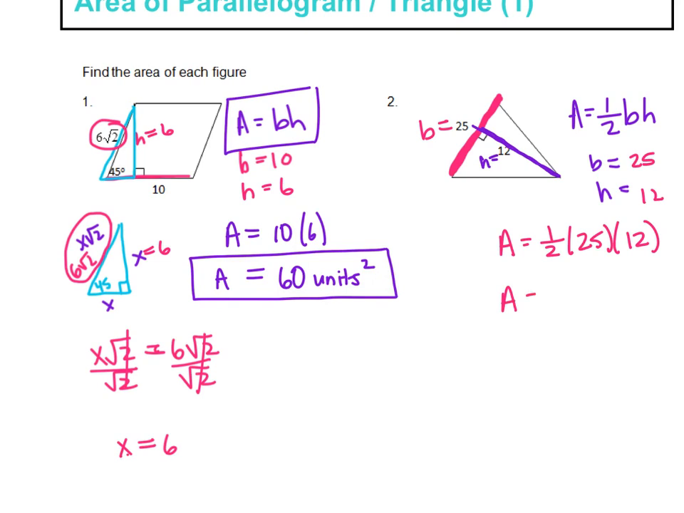If you multiply that all through, sometimes it's easier just to do 1/2 times 12, you get 6, and 6 times 25 is 150. Either way, just so you're getting 150 as your final answer, we're good. And then they didn't provide a unit, so we will go ahead and write units, and we're going to square that because it is an area measurement.